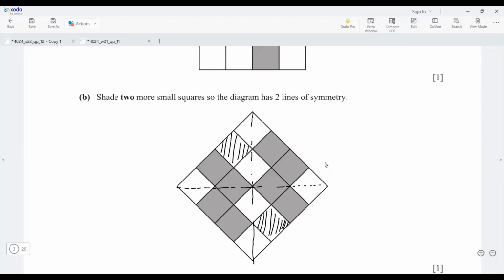If you are not getting that reflected image, then you have to do something else. So this is the rule for solving these types of questions.